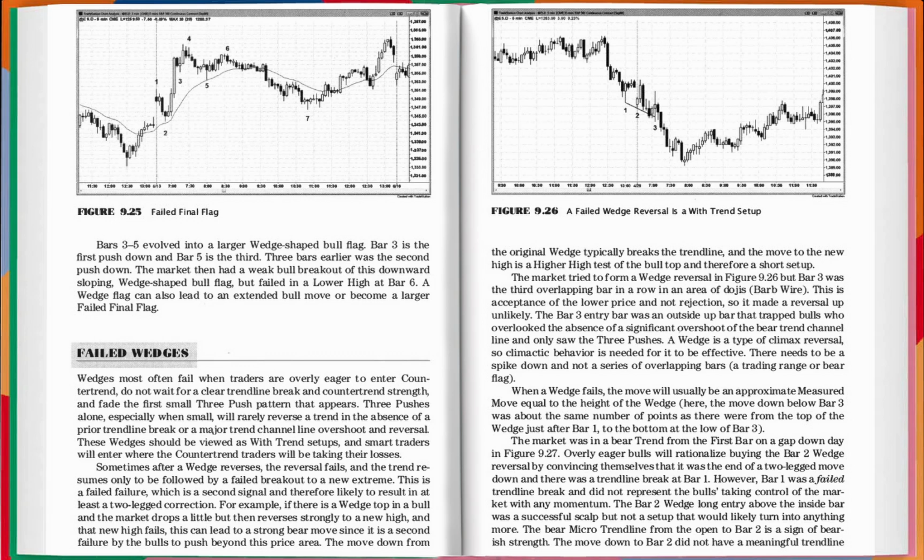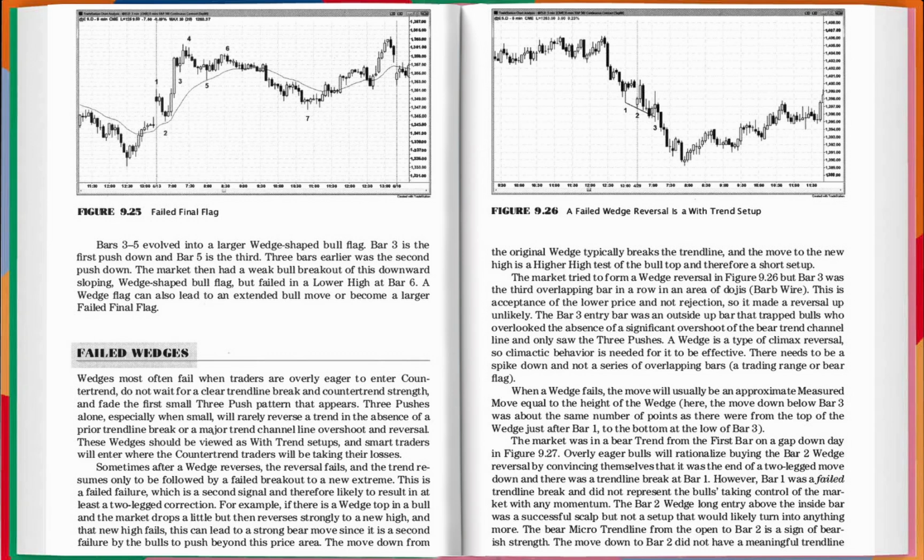Sometimes after a wedge reverses, the reversal fails, and the trend resumes only to be followed by a failed breakout to a new extreme. This is a failed failure, which is a second signal and therefore likely to result in at least a 2-legged correction. For example, if there is a wedge top in a bull and the market drops a little but then reverses strongly to a new high, and that new high fails, this can lead to a strong bear move since it is a second failure by the bulls to push beyond this price area. The move down from the original wedge typically breaks the trend line, and the move to the new high is a higher high test of the bull top and therefore a short setup.